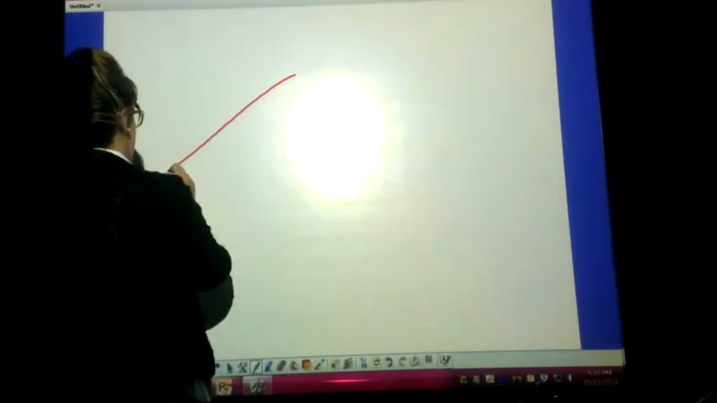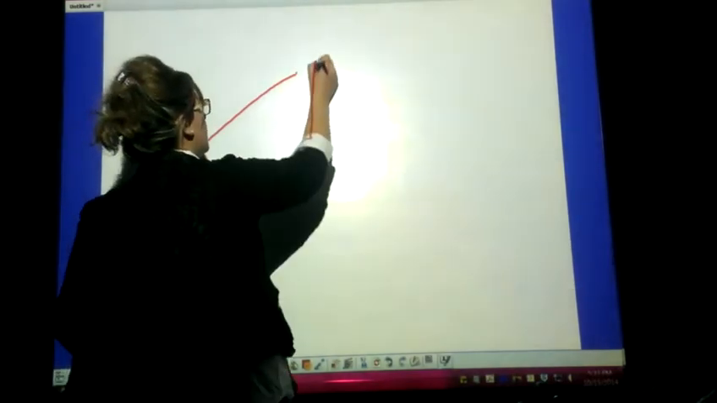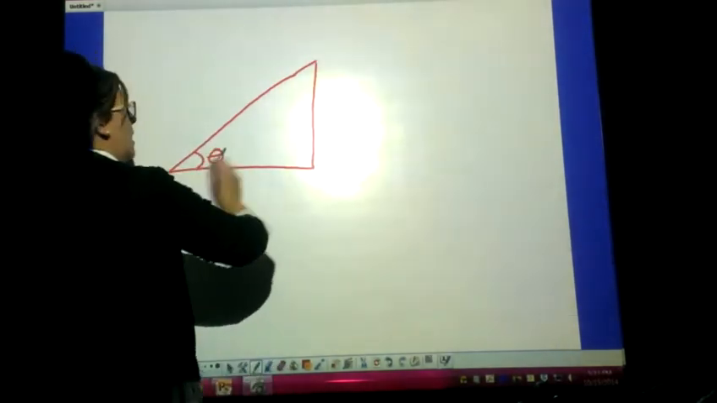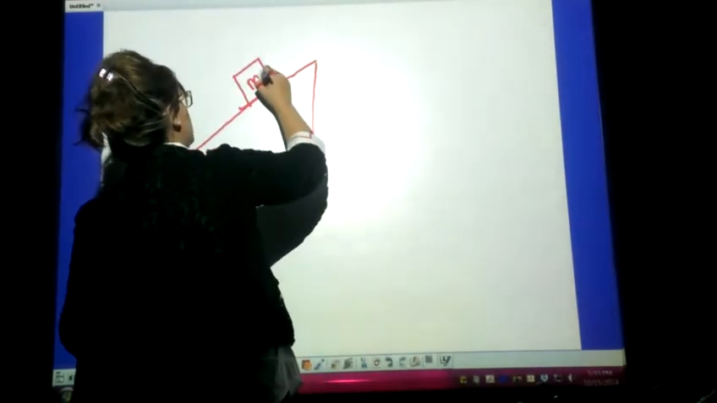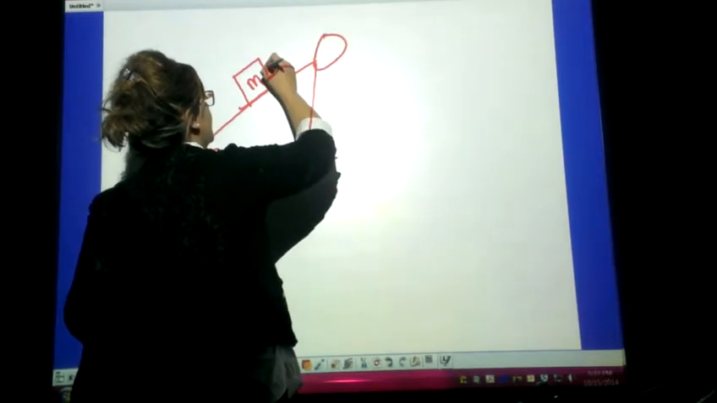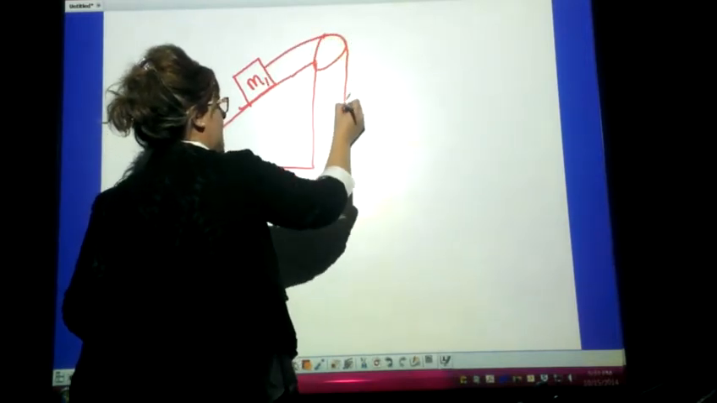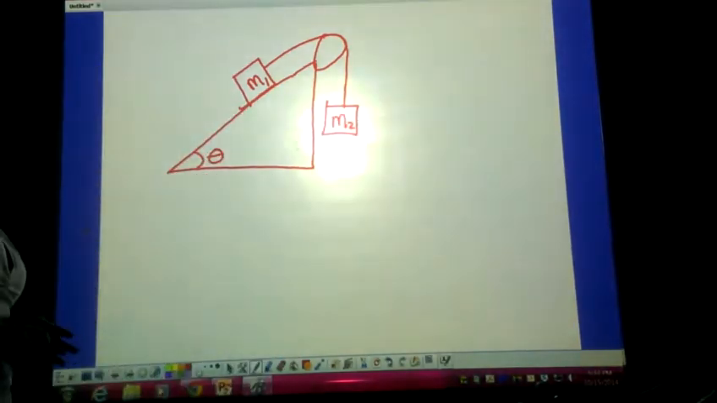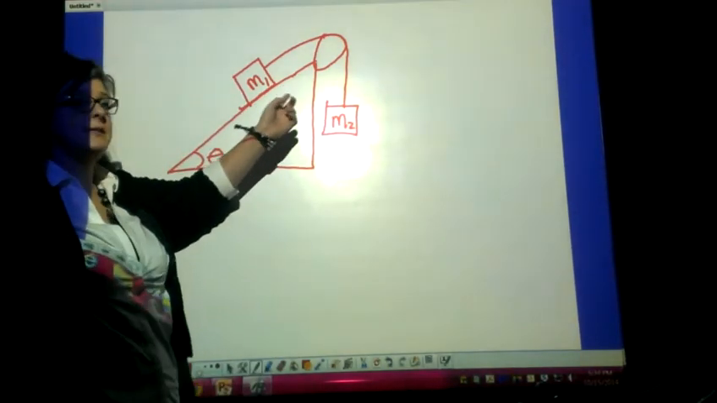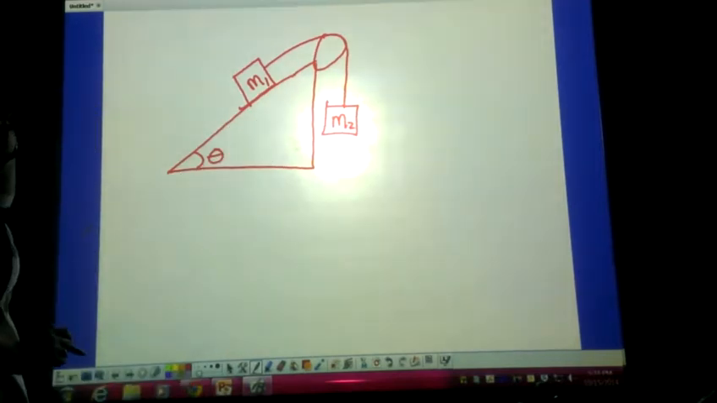Okay, so here is my incline. Here's theta. And here's mass 1. Here's the pulley. Here's mass 2. Okay? Looks like a pretty good system here. Okay, so let's just do mass 2 first, because I think that mass 2 will be significantly easier to do than mass number 1, all right?